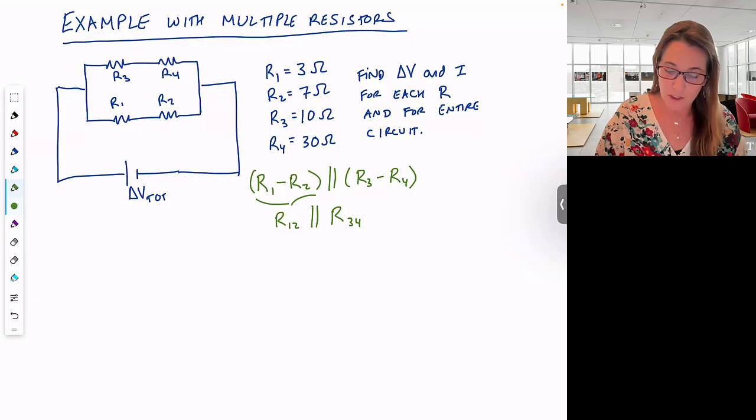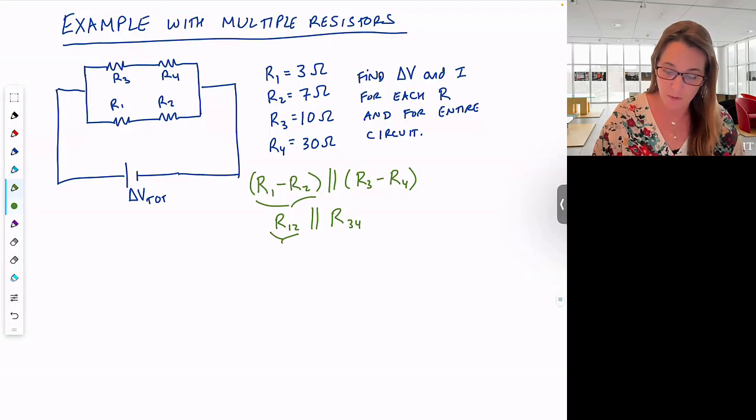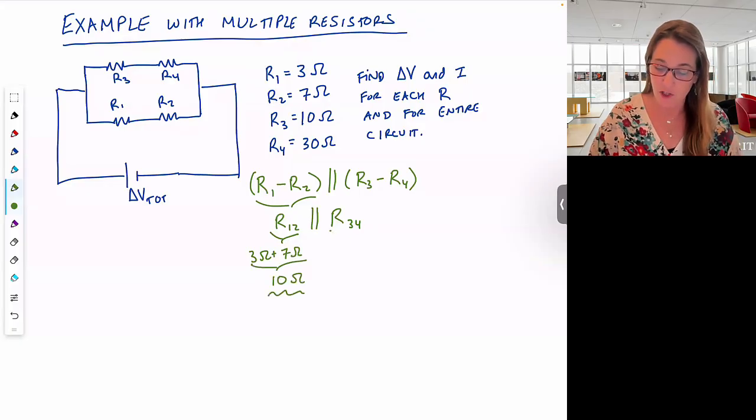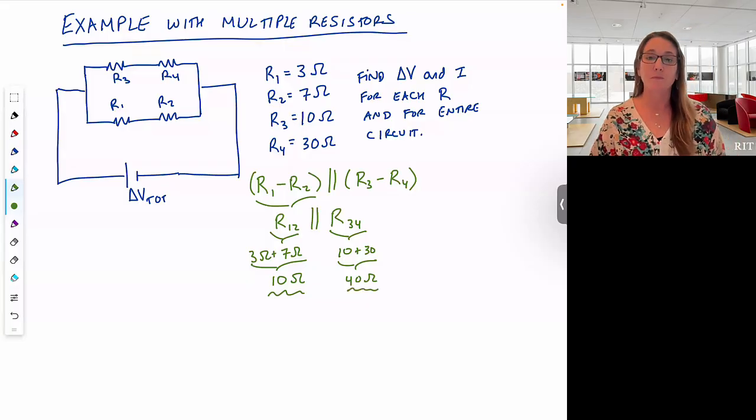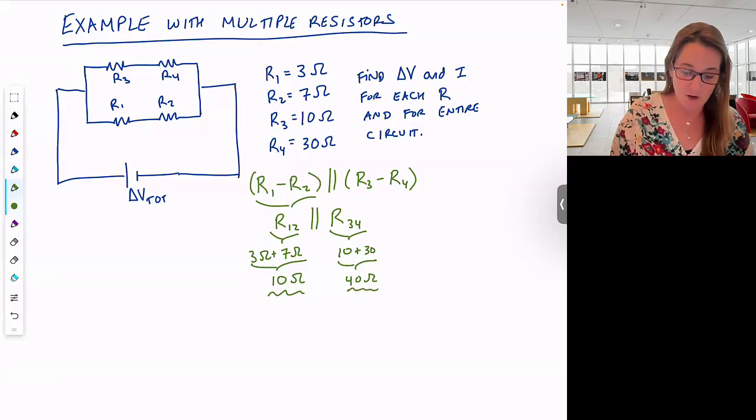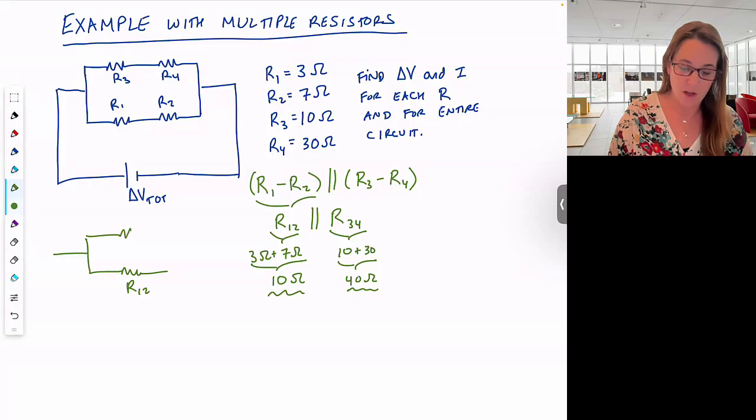Notice that R12 is in series, so R12 is simply going to be equal to 3 ohms plus 7 ohms, which is equal to 10 ohms. I want to keep that value. R34 is going to be equal to 10 plus 30, so that one is equal to 40 ohms. If I draw my second to last equivalent circuit, I would end up with R12 in parallel with R34.